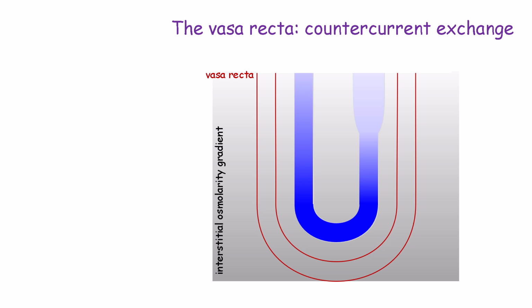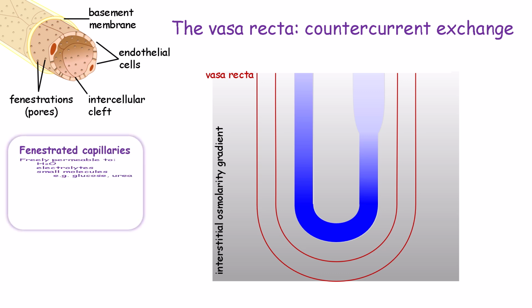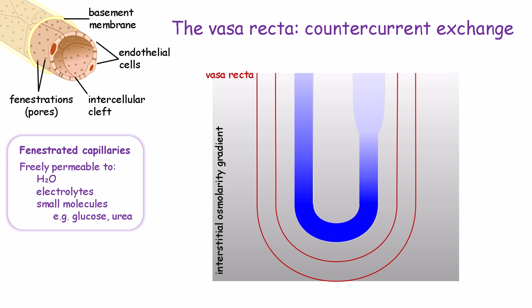Like all capillaries, the vasa recta have walls formed by a single layer of endothelial cells resting on a basement membrane. Solutes can move across these walls via intercellular clefts, or narrow gaps between the cells. What makes the vasa recta special is that their endothelial cells are fenestrated, meaning they contain numerous small pores that allow solutes and water to pass directly through the cells. This structure makes the vasa recta highly permeable to water, electrolytes and small molecules such as glucose and urea.